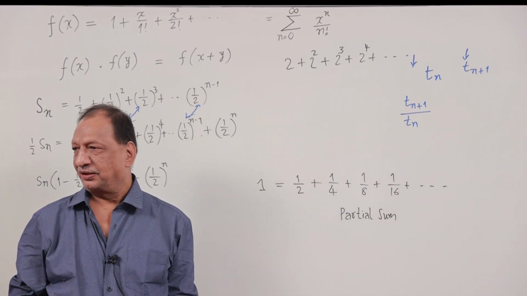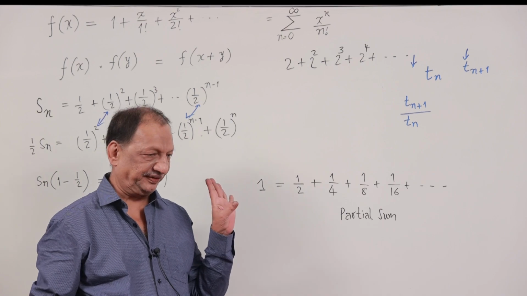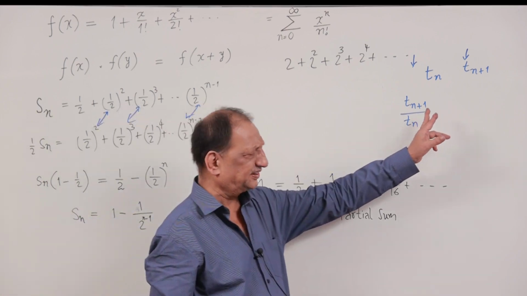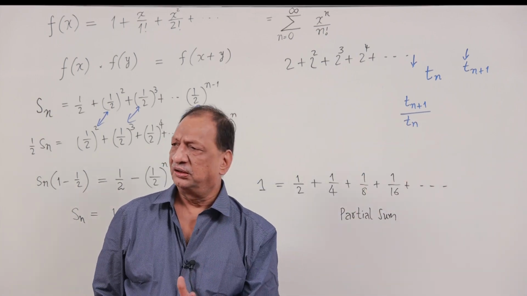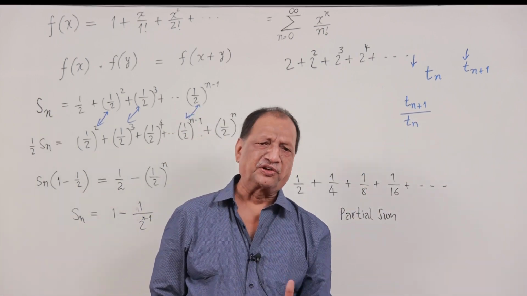That has to be less than 1. Otherwise, it will be divergent. So for geometric series convergence, this is the ratio, the ratio of consecutive terms. If it is less than 1, then the geometric series is convergent.